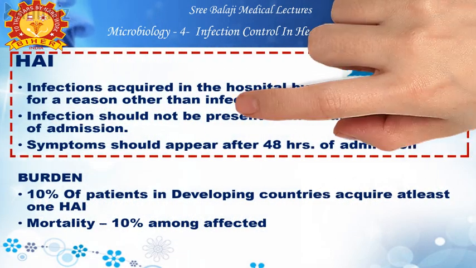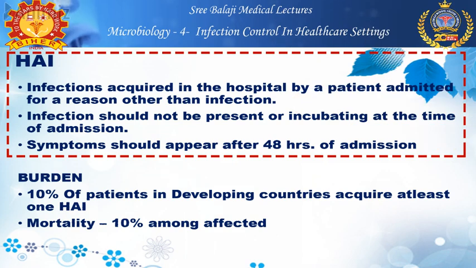The major healthcare associated infections are nothing but infections acquired in hospital by a patient admitted for a reason other than infection. So infection should not be present in the patient at admission, or the patient should not be incubating the infection at the time of admission. Symptoms should appear only after 48 hours of admission. So this categorizes the hospital acquired infections.